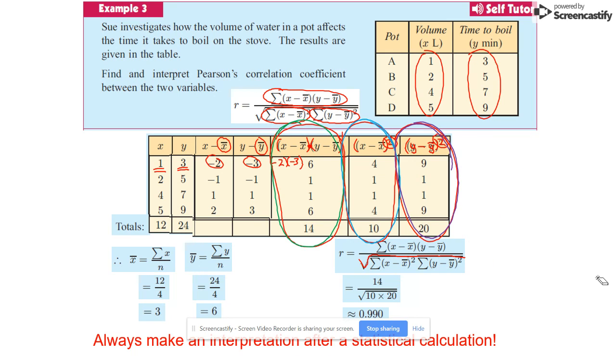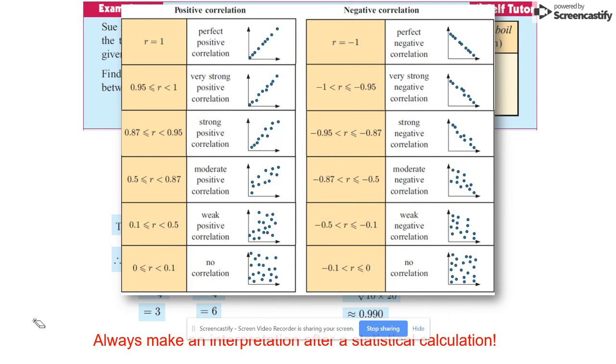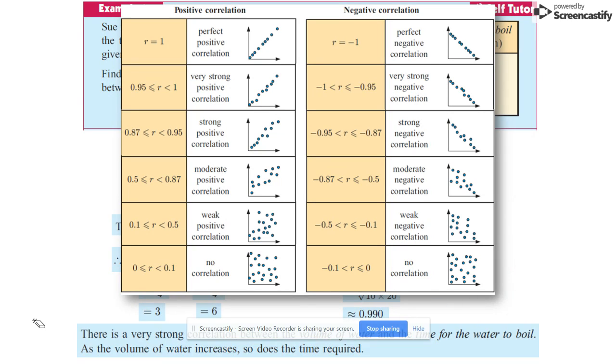Okay. So that interpretation, that's what we need to make sure we're making here. This table is the one that we use to help guide us in our interpretation, but we just need to make sure we're familiar with identifying strong versus moderate versus weak. So for this one, it has a very strong correlation between the volume of water and time it takes to boil. As the volume of water increases, so does the time required.